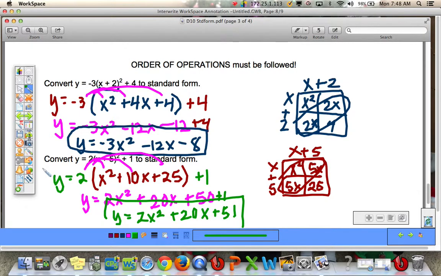So your assignment will be those 3 types of problems. So try those. They should be the next 2 pages in your packet.